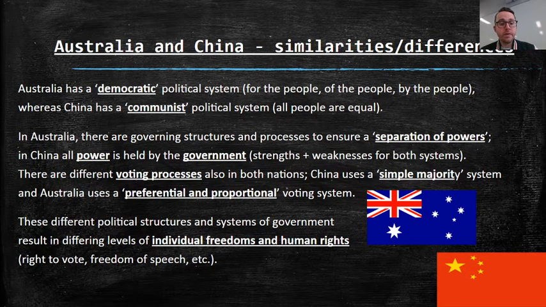Whereas China has a communist political system. So their ideology, their beliefs, is that all people are equal. That's what communism is about. And the ruling political party in China is the CCP, the Chinese Communist Party. There's some debate about whether China really is a communist country or if they have an authoritarian or autocratic government. So an autocracy.